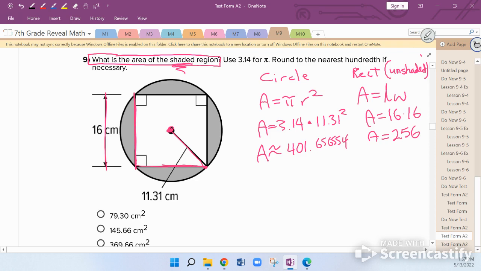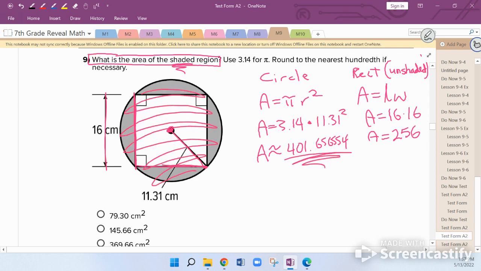All right. And then because we're dealing with an unshaded part, we have to take the total area as if this whole thing was shaded in. That's what this is. As if the whole thing were shaded in. That's what our first answer was. Now we got to erase that part inside the square. So erasing is kind of like subtraction.